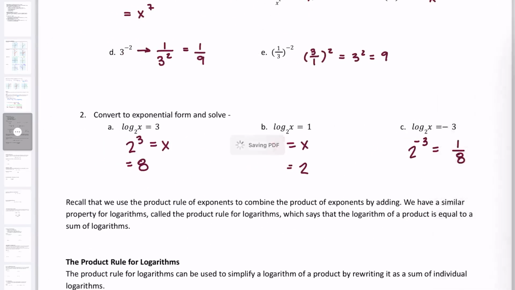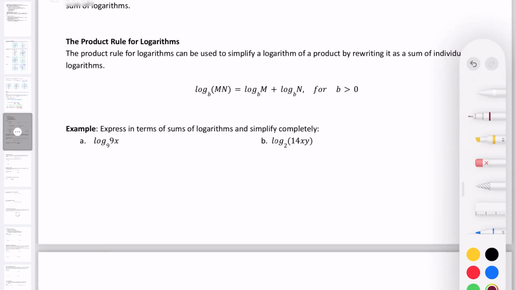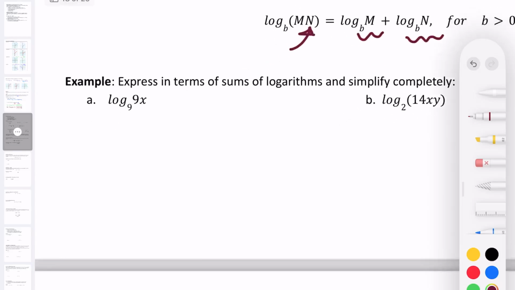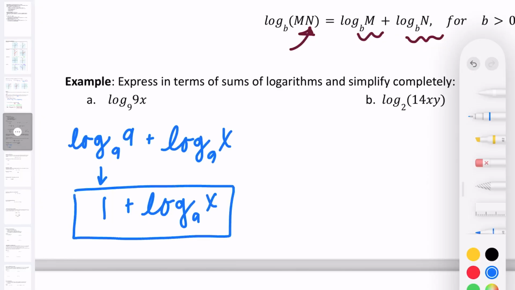Now, similar to the exponent rules, we also have the product rule and the quotient rule for logarithms. They essentially work the same exact way. If two logarithms are being added, they can be rewritten as a multiplication operation instead. So notice that we have m and n being added, and then they're combined as m times n. Here in this first one, we would have log base 9 of 9 plus log base 9 of x. We also know that this can simplify to a 1, which leaves us 1 plus log base 9 of x. That would be considered fully simplified.